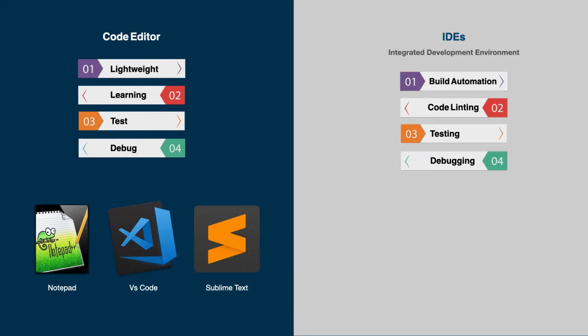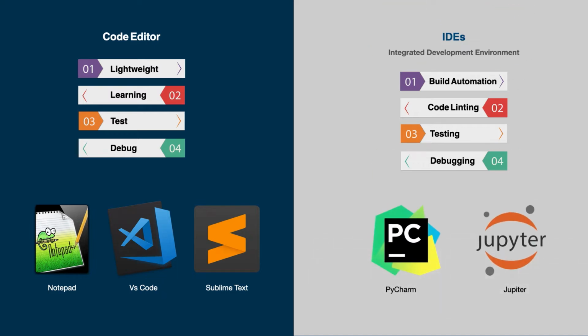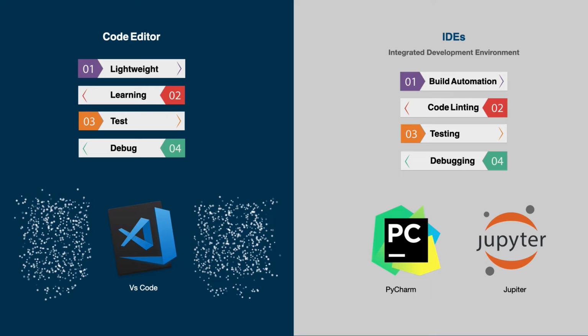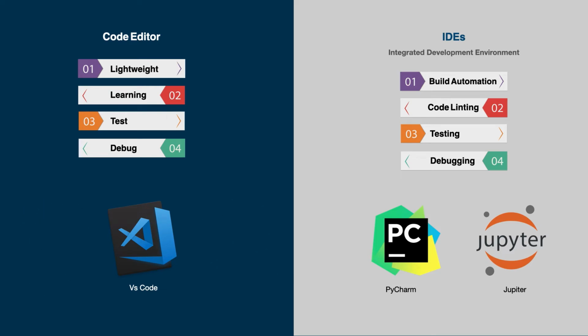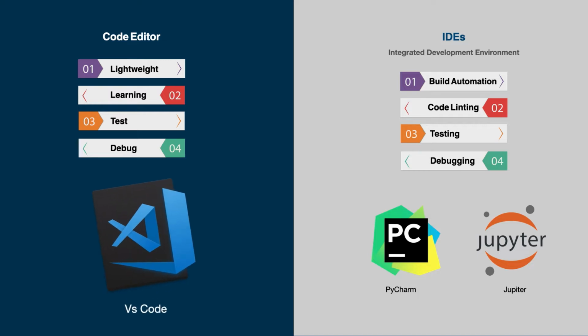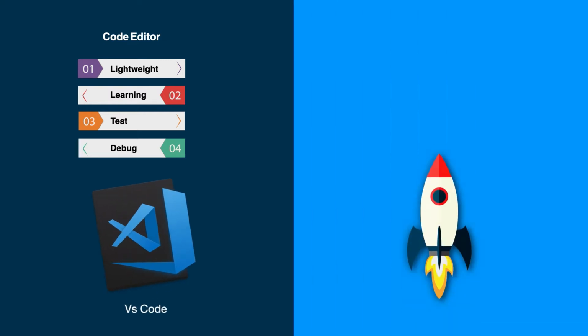Among IDEs, the most popular for running Python are PyCharm and Jupyter, which is mostly used by data scientists and machine learning practitioners. But for this course, we're going to be using the VS Code editor to run our Python code, because I'm going to show you how you can convert VS Code into a powerful IDE which provides wonderful features such as intelligent code completion, linting for potential errors, debugging, unit testing, and so on.